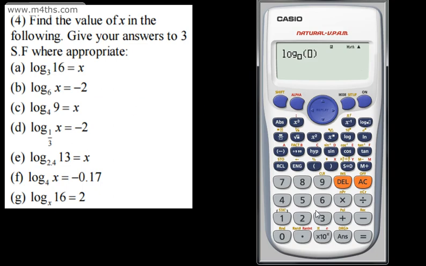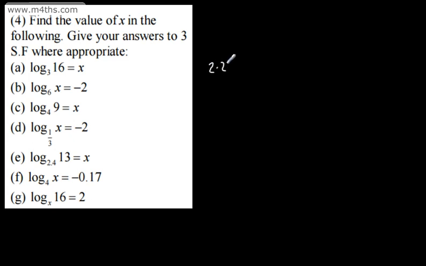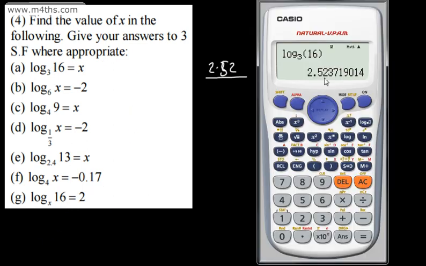3 to what power is 16? Well, 3 squared is 9, 3 cubed is 27. So this is going to be less than 3. Sorry, 3.5. Let's just put this in and have a look at what we end up with. 2.52. So if we did 3 to the power of 2.52, let's just write this now, if I did 3 to the answer, now we end up with 16.